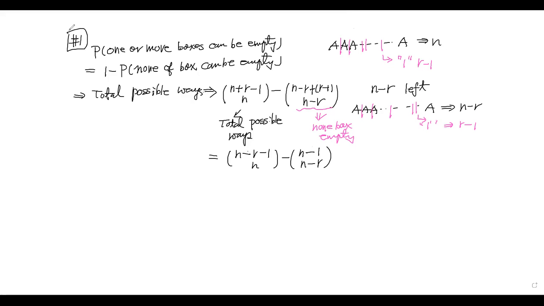Okay, so then let's take a look at problem number 2 here. In problem number 2, they said you don't have to distribute all the balls here, and one or more boxes can be empty. So let's see here, you don't have to distribute all the balls. This is how many balls I'm distributing. Let's say I have i balls here. So I have i balls I distributed here, right?